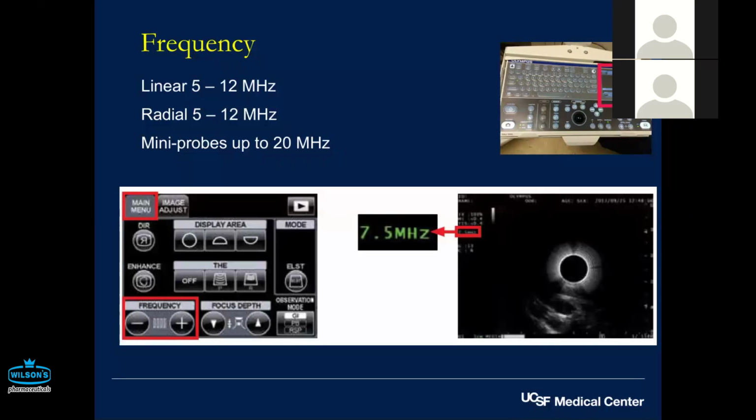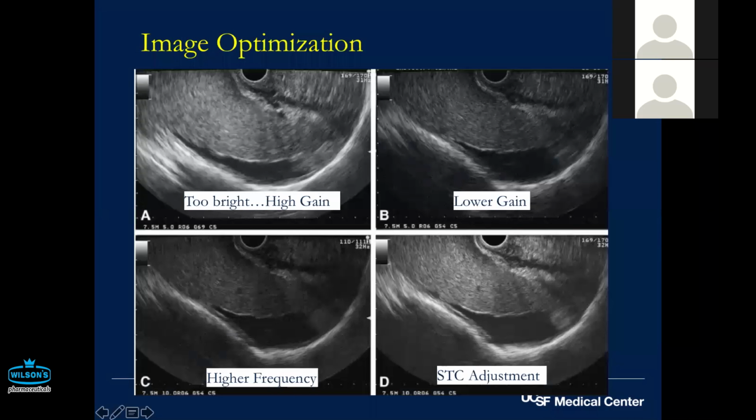And based on the scope you have, the quality of image may vary. In my experience, the P scope seems to give a better signal at 5 megahertz, but the current standard adult EUS scope gives a better image at 7.5 megahertz. But these are all things that you can adjust.